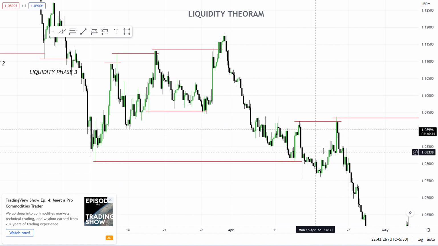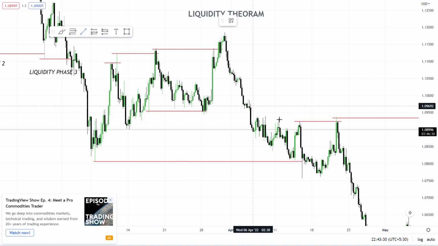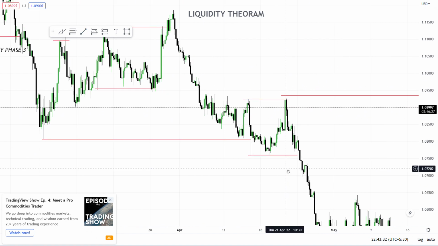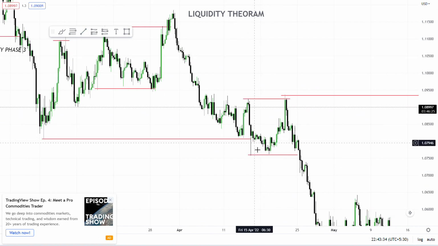Can you see the good reaction? We can target this liquidity. After this liquidity, we should target this liquidity. This is how we play from liquidity standpoint to liquidity standpoint. We avoid these days completely. These days are nonsense. Can you see?